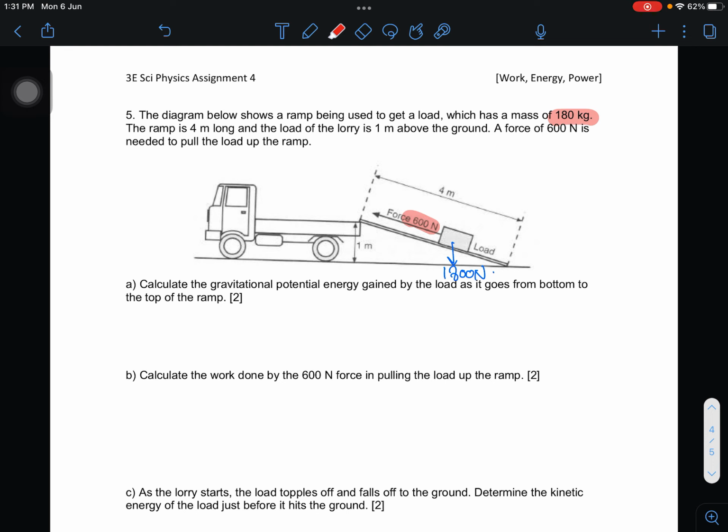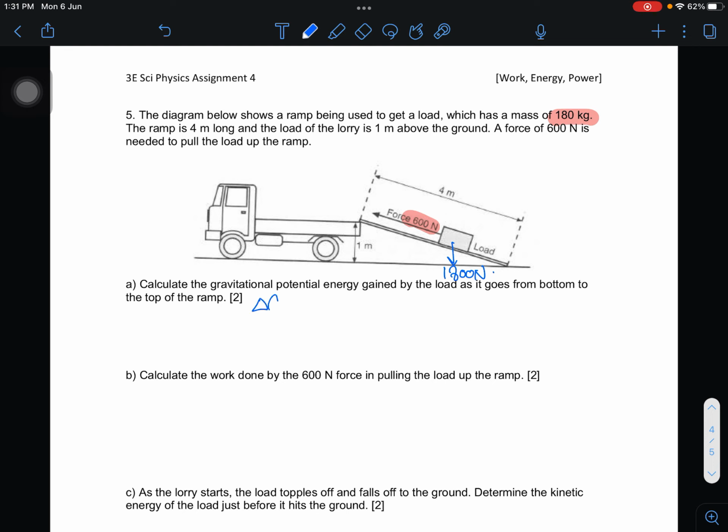Oh, okay, so they basically move it up 1 meter. The vertical height is 1 meter. A force of 600 Newton is needed to pull the load up the ramp. Okay, so we already highlighted that. Calculate the GPE gained by the load as it goes from the bottom to the top of the ramp.